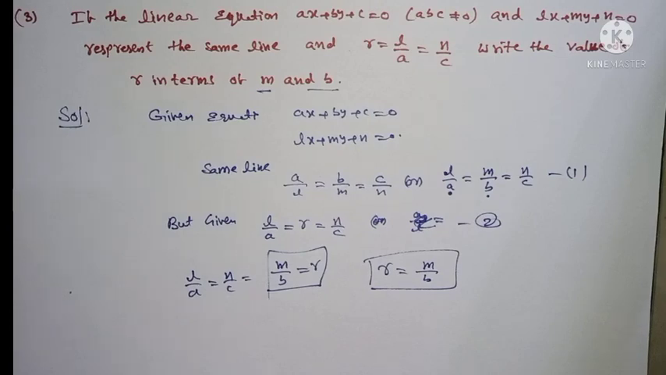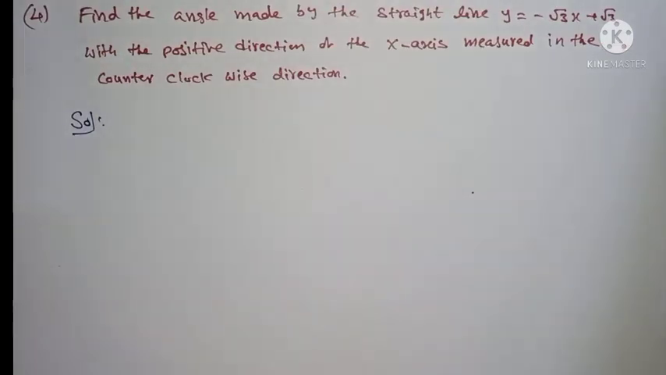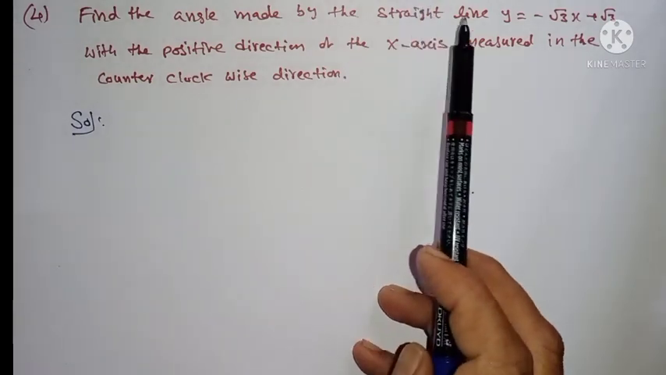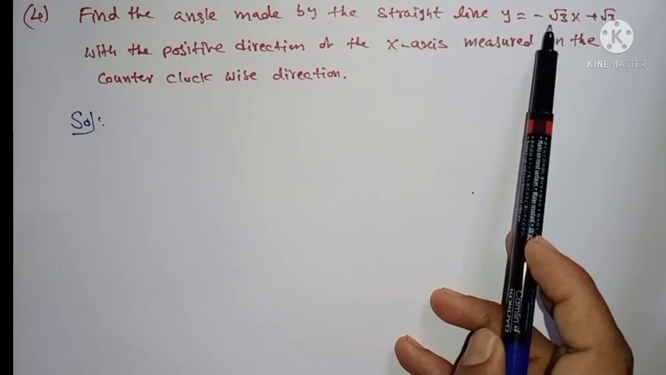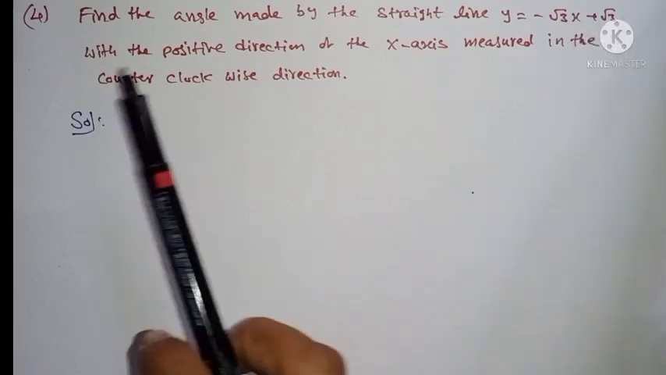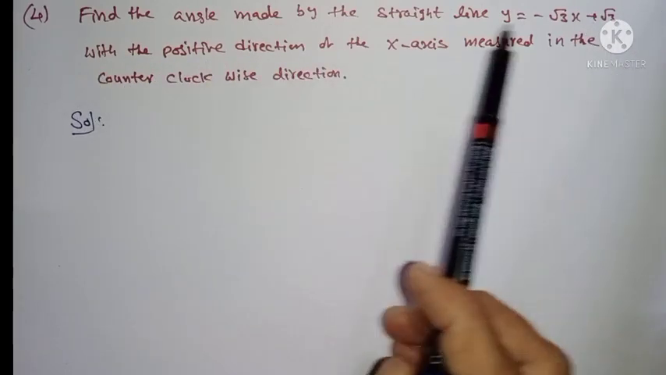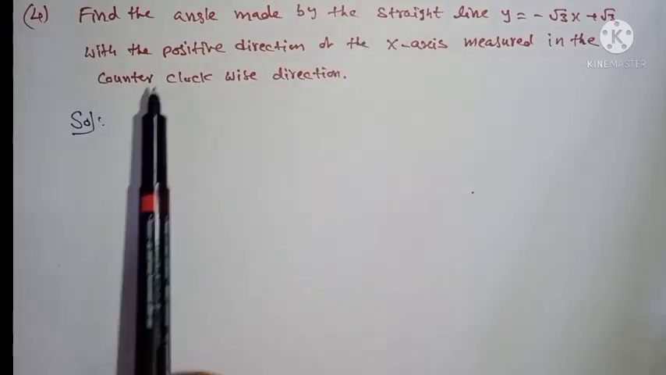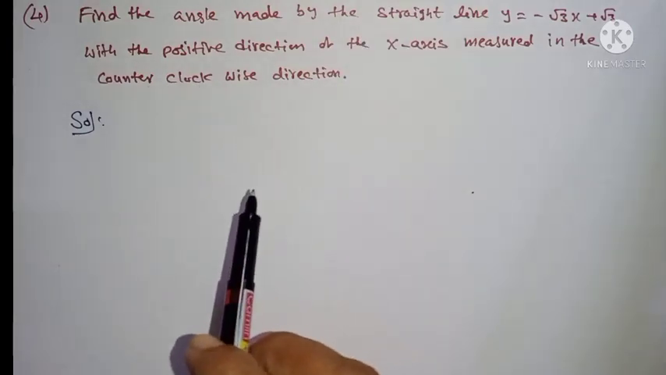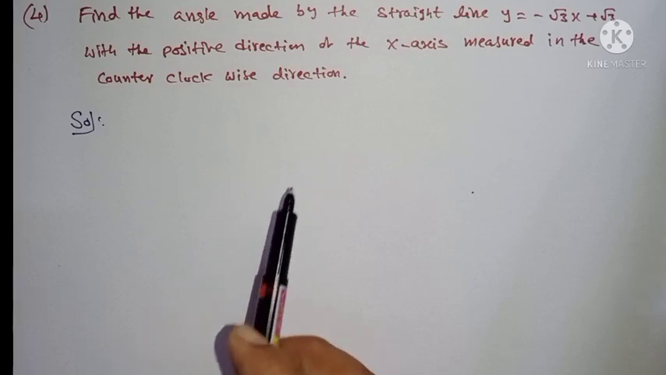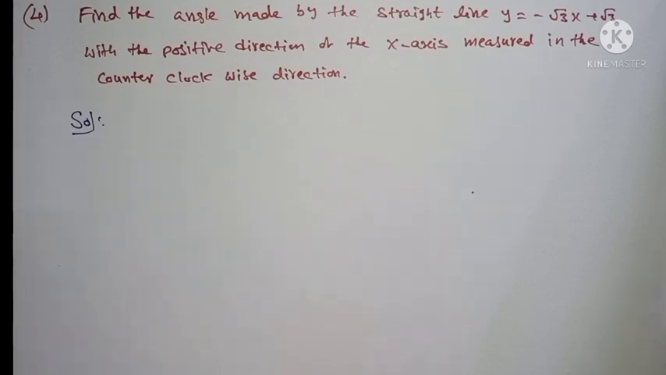Clear? Next, fourth problem. Find the angle made by the straight line y equals minus root 3 x plus root 3 with the positive direction of the x-axis, measured in the counterclockwise direction. Anti-clockwise you take the minus sign, counterclockwise you take the plus sign. So we have to find theta.